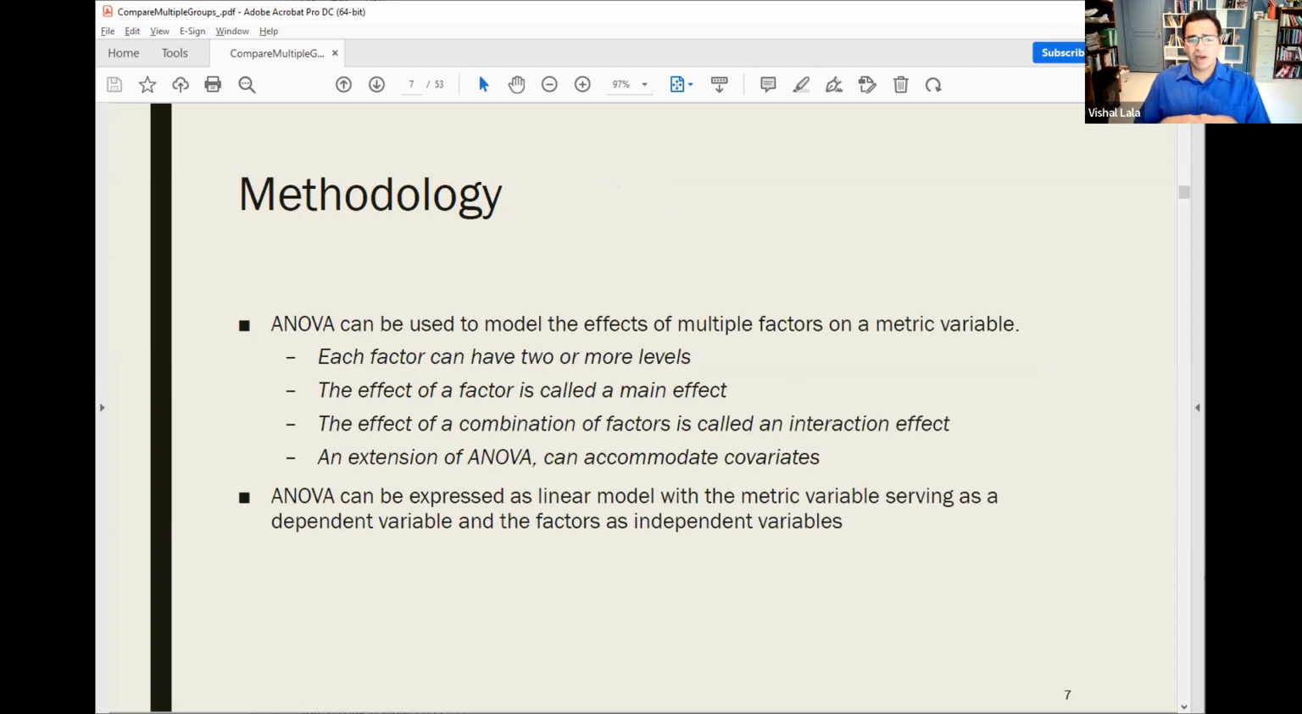So ANOVA can be used to model the effects of not just one factor, but even more than one factor. There are, of course, some requirements. Each factor can have 2 or more levels. The effect of a factor as such is called the main effect. When we examine the effect of many factors simultaneously or in combination, then this is called an interaction effect. There's an extension to ANOVA that accommodates covariates that is called ANCOVA, or Analysis of Covariance. ANOVA can be expressed as a linear model with the metric variable serving as a dependent variable and the factors as independent variables.